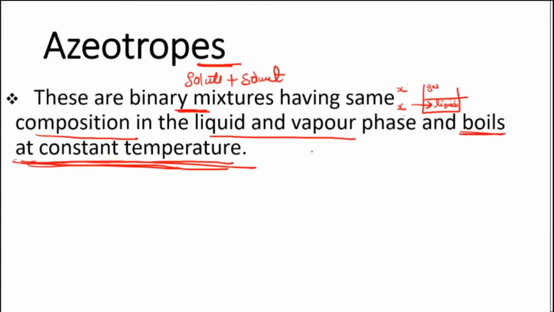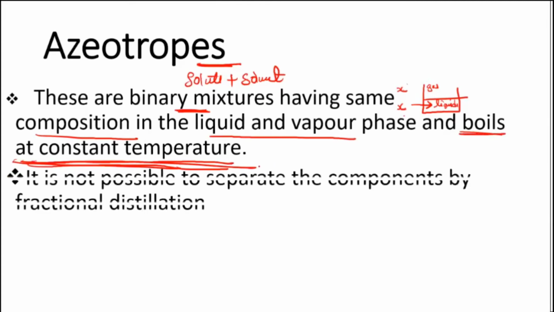If that happens, the problem is that if both the liquids come together, then you cannot separate them. It is not possible to separate by fractional distillation. So fractional distillation cannot be done for those liquids. Separating becomes difficult when they reach that particular composition. Such mixtures are called azeotropic mixtures.